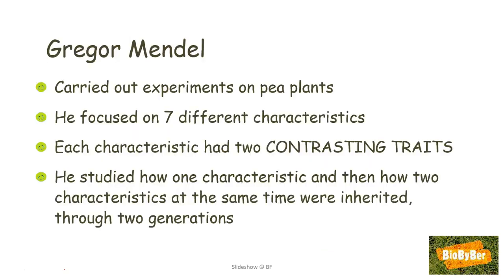Also, we must realise that Gregor Mendel, often referred to as the father of genetics because he carried out the first experiments, carried out his experiments on pea plants. He focused on the 7 different characteristics. Don't forget, each characteristic had 2 contrasting traits. He studied firstly how one characteristic, and then went on to study how 2 characteristics at the same time were inherited, following the inheritance down through 2 generations.